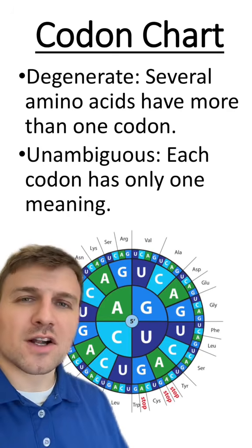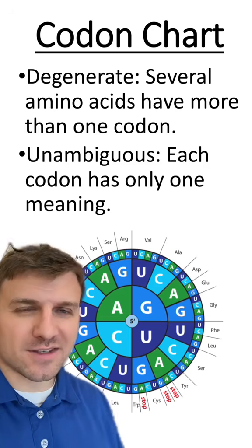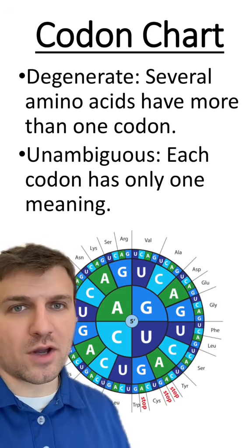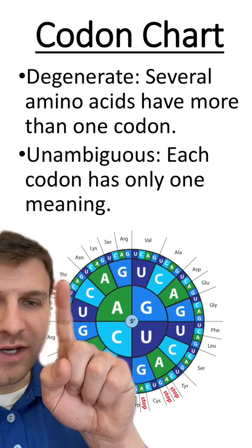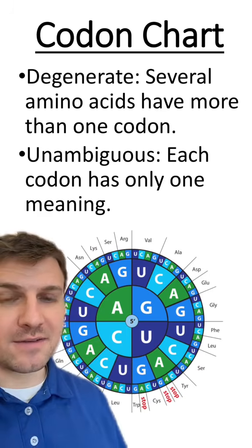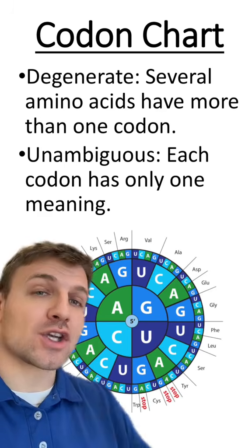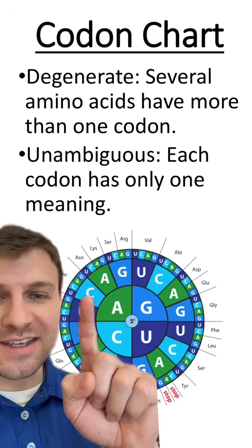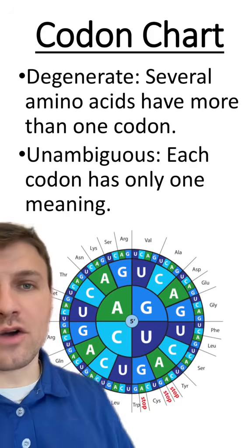Now, these codon charts are degenerate and unambiguous. Degenerate means that there are several amino acids that have more than one codon. For example, you can see threonine here has 4 different codons that code for that specific amino acid. Unambiguous means that each codon only has one specific meaning. For example, ACU will only code for threonine.